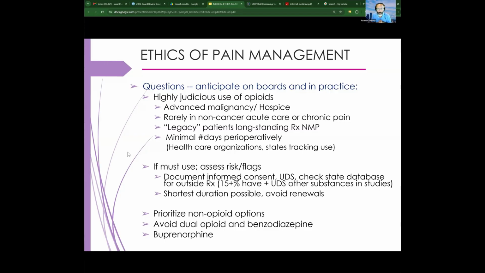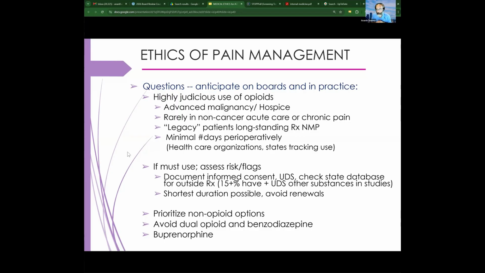When you're approaching the boards, and indeed in your practice, you want to be highly judicious in the use of opioids. They are unfortunately highly habit forming and addictive. I hate to use that word "addictive" with patients because it has all sorts of connotations, but these are highly addictive medications.